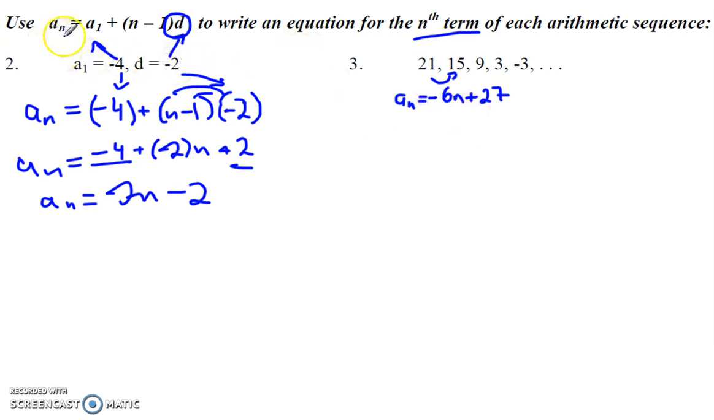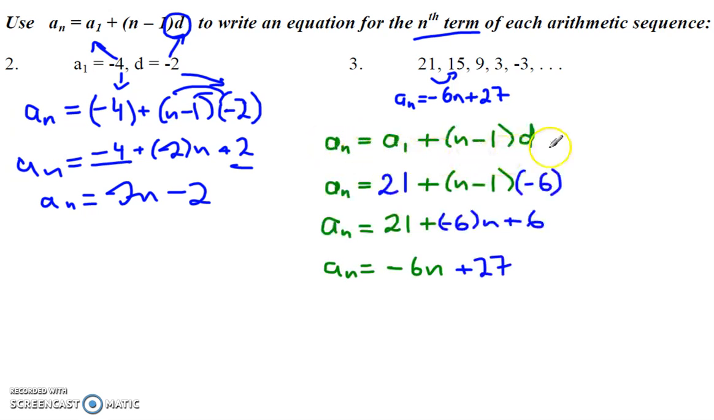If you want to write it out step for step, this is how that goes. Here's the formula. Plug in the first term, 21, and the common difference for d, and then distributive property gives me negative 6n. Negative times a negative is positive 6. Combine like terms, 21 plus 6 gives me 27.